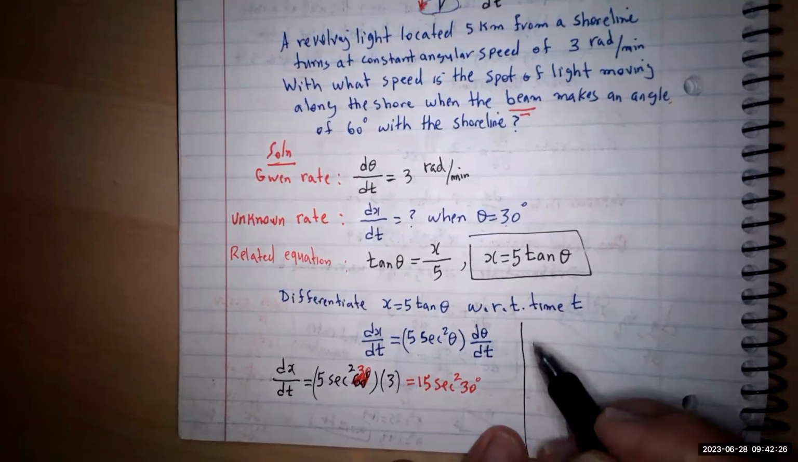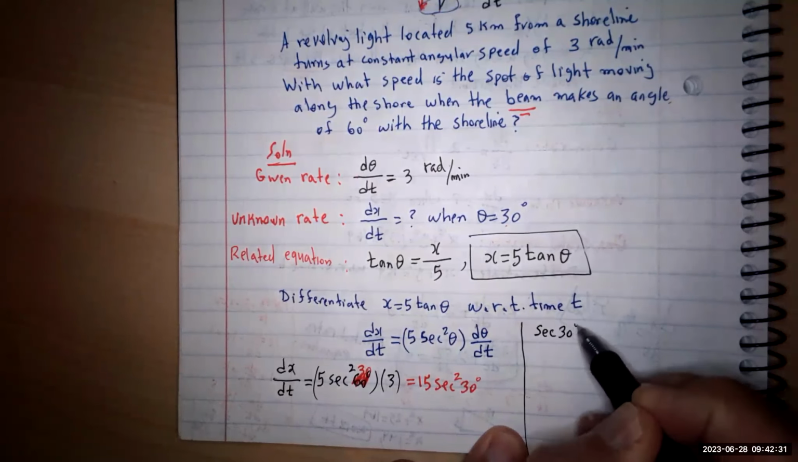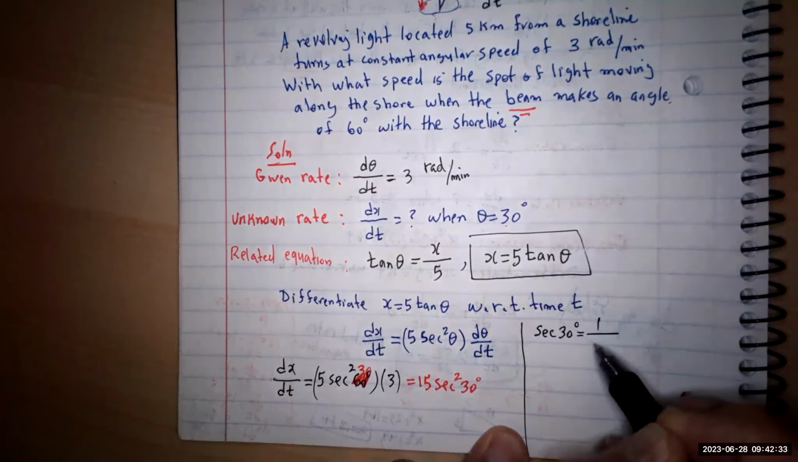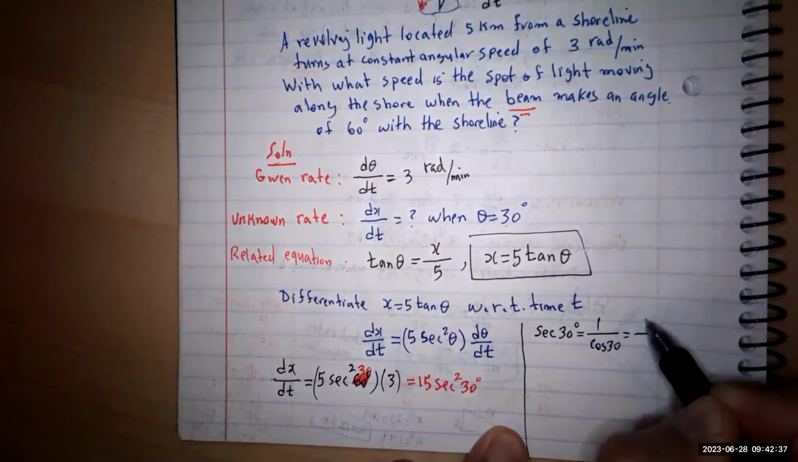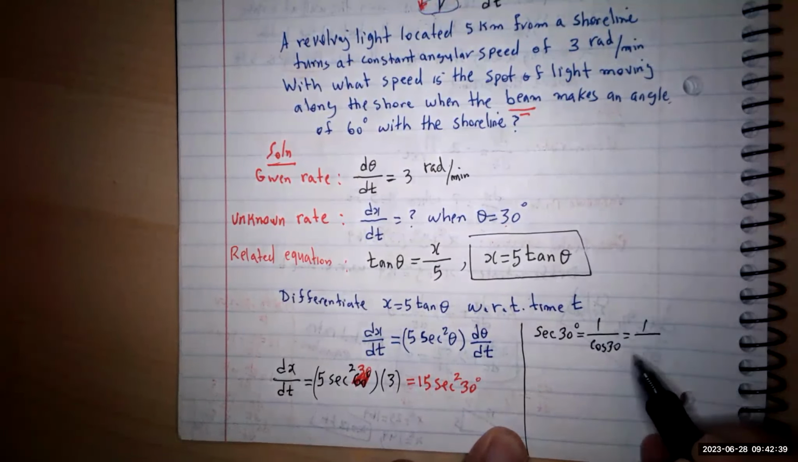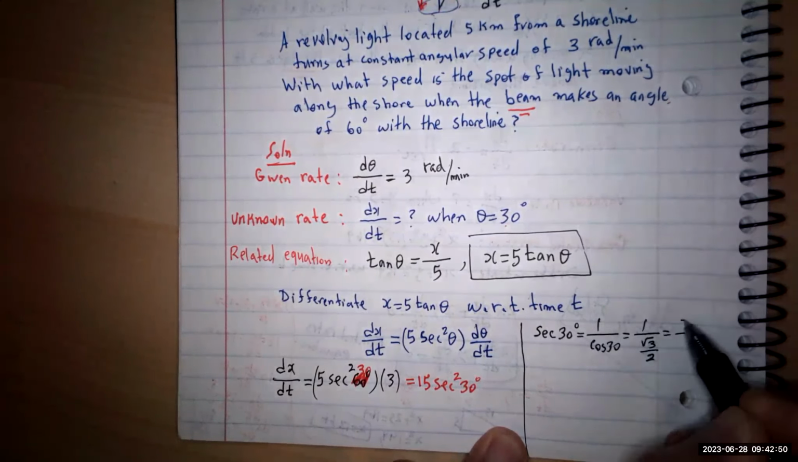Now we find the secant of 30 degrees. You know that the secant is 1 over cosine. The secant of 30 degrees is going to be 1 over the cosine of 30 degrees. And the cosine of 30 degrees is radical 3 over 2. So that gives us radical 3 over 2, and using the reciprocal, that gives 2 over radical 3.